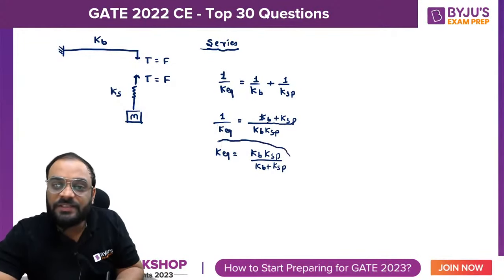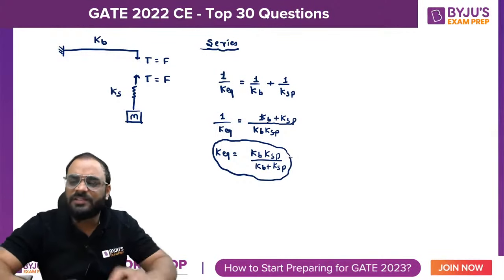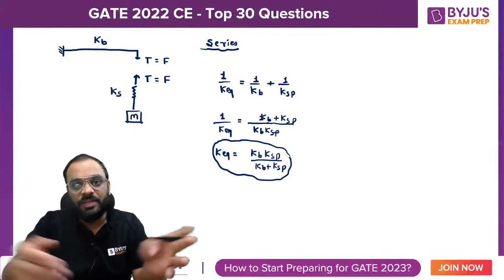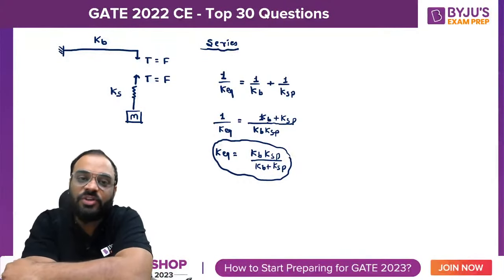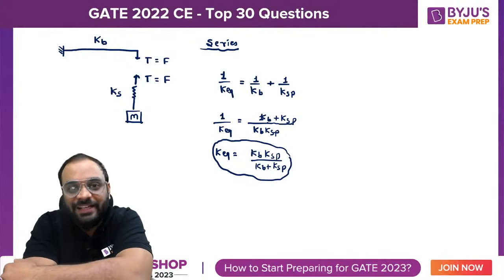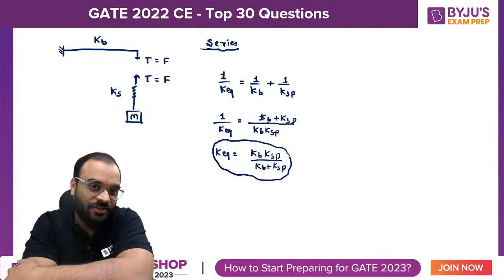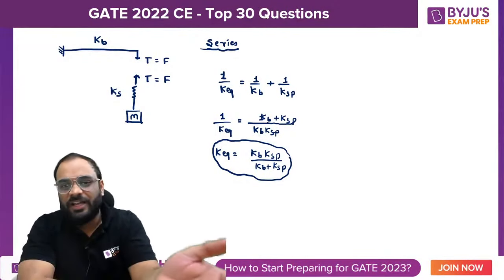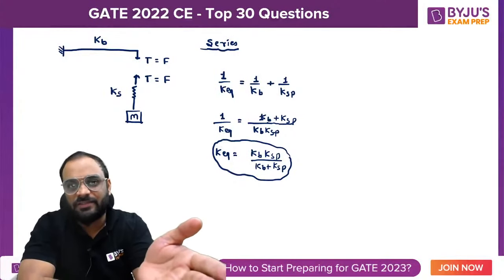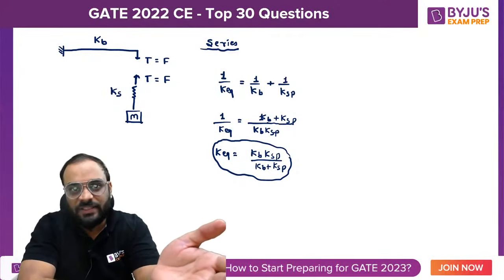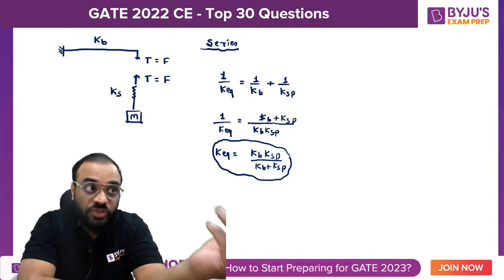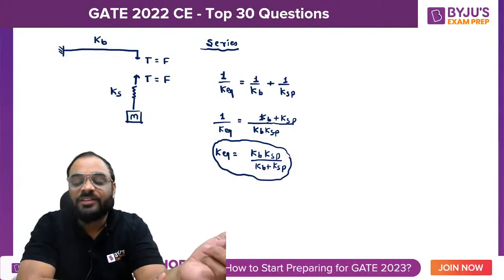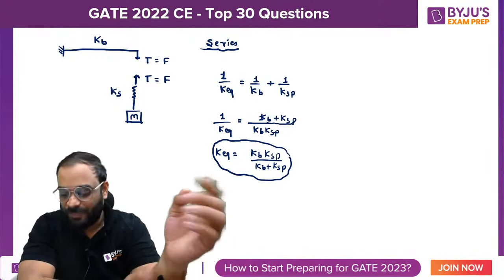This is basically the series combination. Now if you have a parallel combination, what do you have to do? You just add the stiffness directly, like K beam plus K spring. That becomes the stiffness in case of a parallel combination. But which combination is parallel? The one in which the displacement is the same.